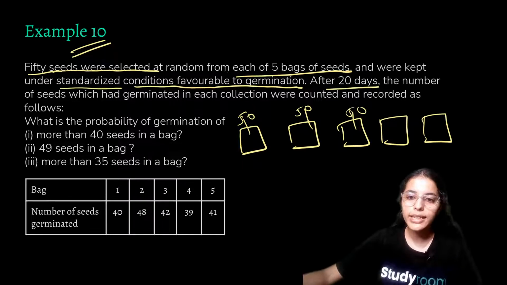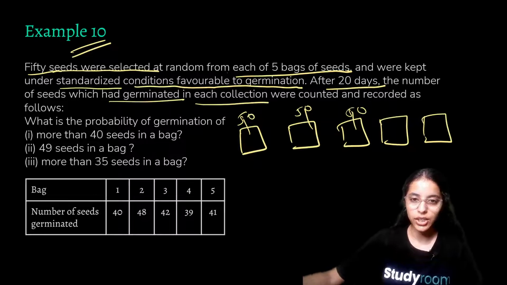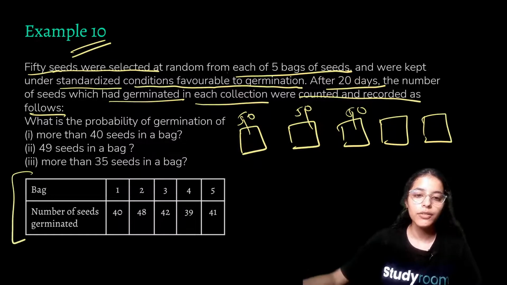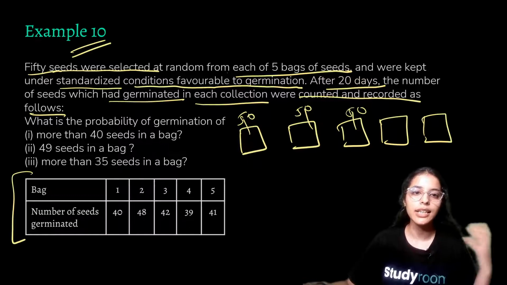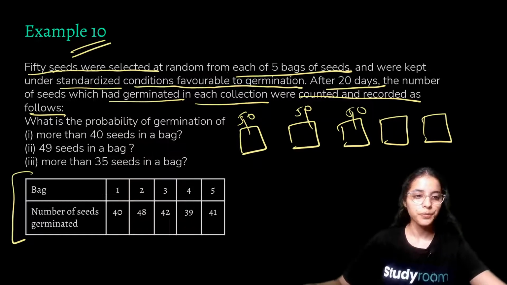Now after 20 days, the number of seeds which had germinated in each collection were counted and recorded. So this is the record of how many seeds from each bag have germinated, or how many seeds have grown into a shoot, right? So now here let us find the probability.